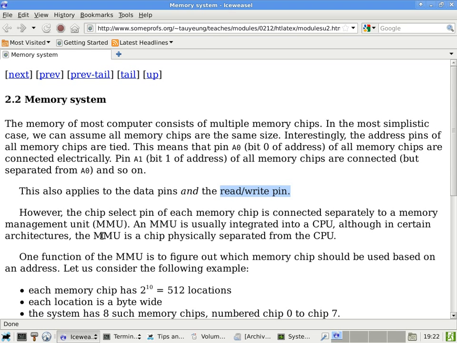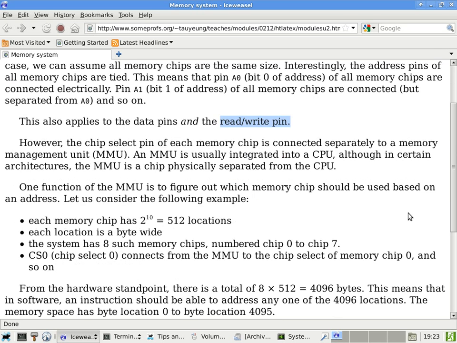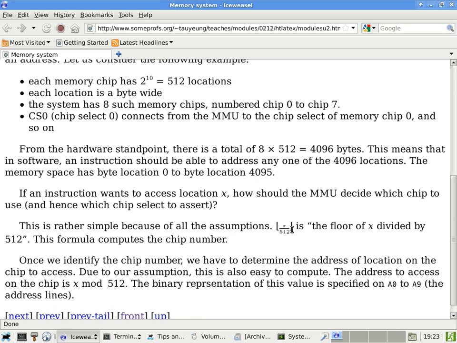Now, in reality, sometimes you can have memory chips of non-uniform sizes. In other words, you can have memory chips of different sizes, and it will still, in the end, work out. You just have to know where the boundary between the chips is. Some MMUs are smart enough to do that as well. And I have another example here. If you don't want to copy whatever is on the board right now, there's another example in the notes. It's just not the same.